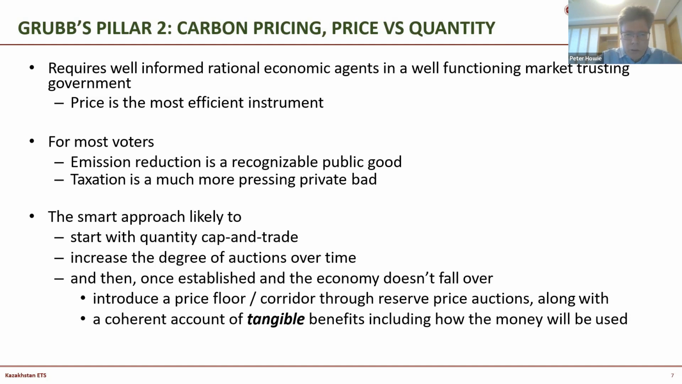Then what you do is you introduce a price floor or a price corridor, a price floor or price ceiling, through reserve auctions, along with a coherent account of tangible benefits, including how money from the auctions will be used. So everything has to be transparent. How the money from the auctions is used has to be transparent. So that's the second pillar.